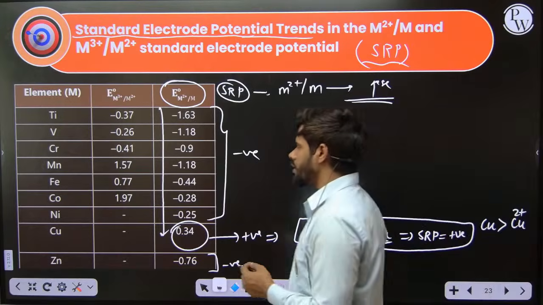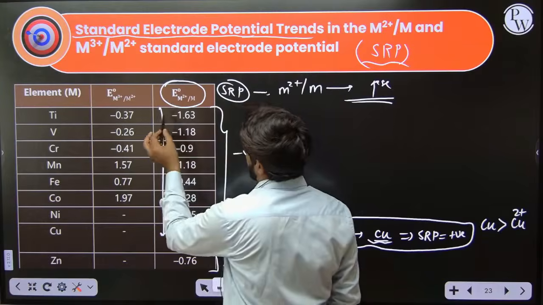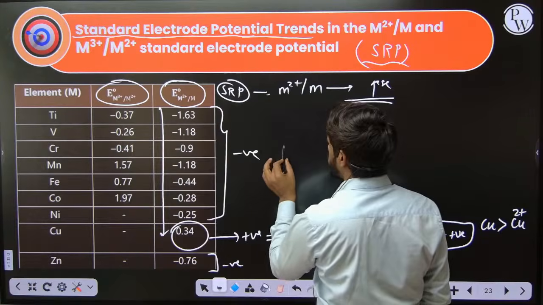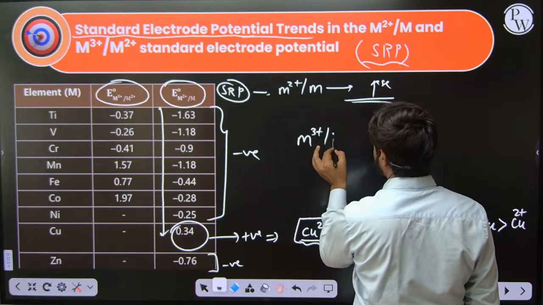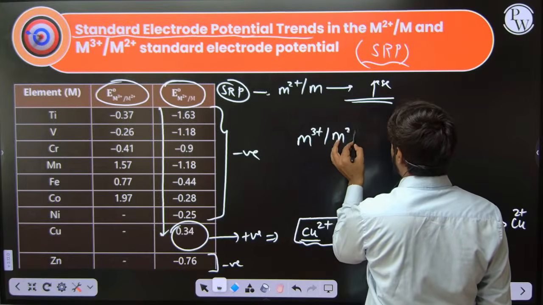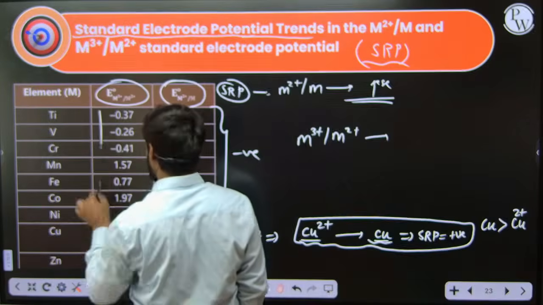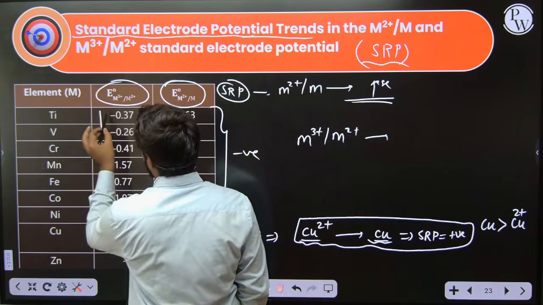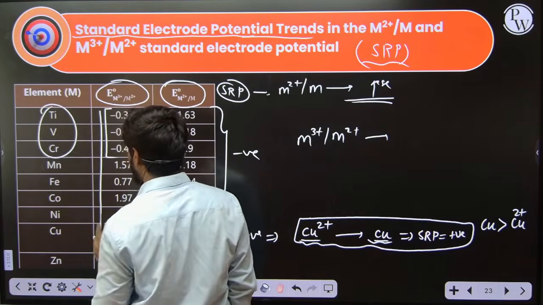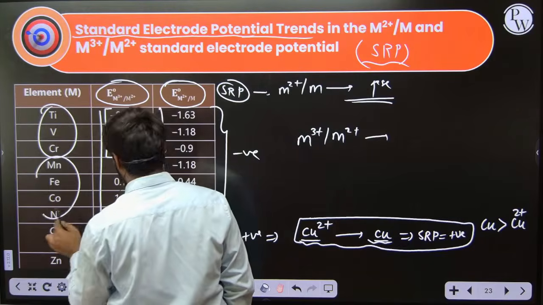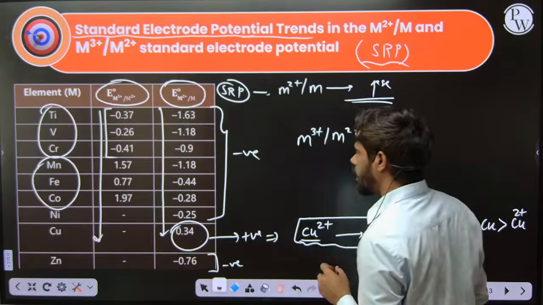Now in other cases, there is a change, for that we can say Mn 3 plus to Mn 2 plus. In this case, it also increases, but for the 3d values, for titanium, vanadium, chromium, it is negative. For Mn, Fe and cobalt, it is positive.